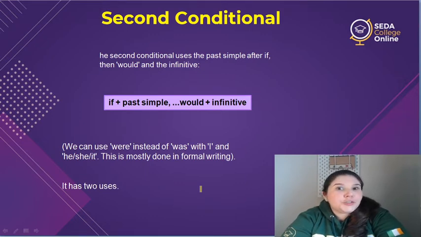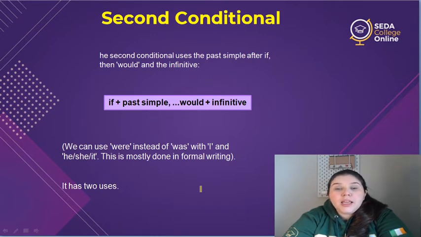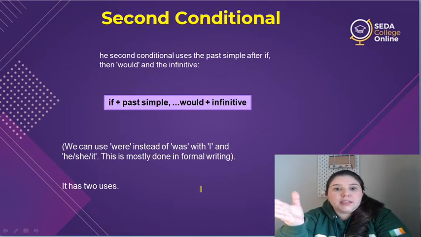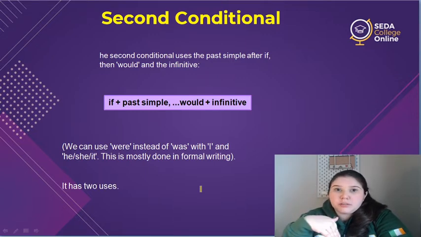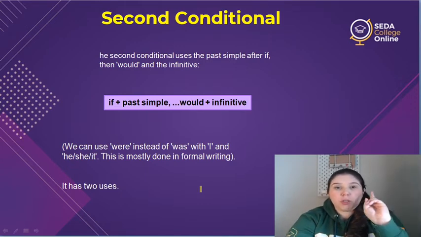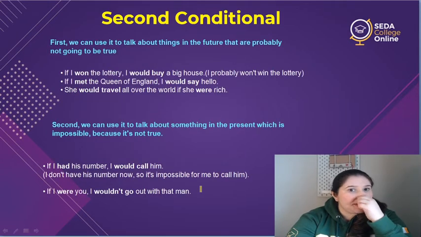So I don't know if you know Beyonce's song that she says, if I were a boy. This is grammatically correct when you're talking about second conditional. It's correct when you're using the second conditional and you're using the verb be in the past, you can use were for all of the subjects. You don't need to use was. And the second conditional has two uses, so let's talk about the two of them.